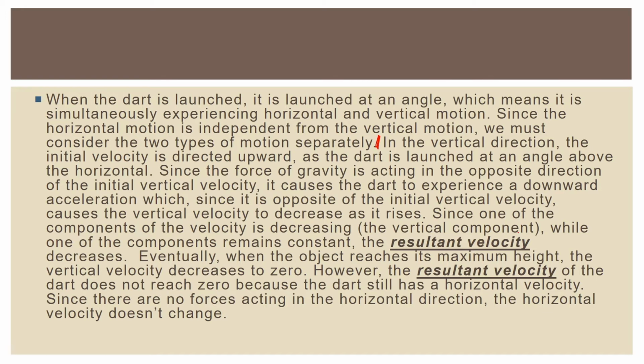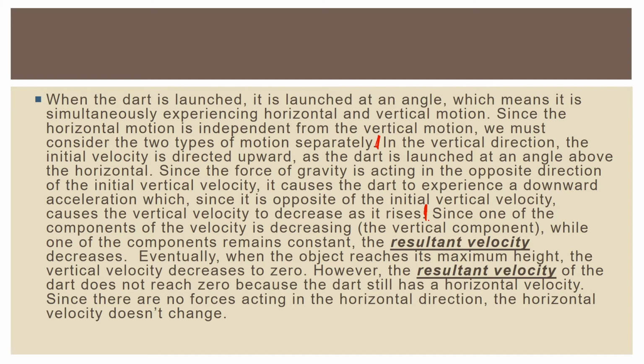We've talked about that quite a bit, that if the acceleration produced by a force is opposite the direction of the velocity, it causes it to slow down. If it's in the direction of the velocity, it causes it to speed up, etc. Since one of the components of the velocity is decreasing, the vertical component, while one of the components remains constant, the resultant velocity decreases. Eventually, when the object reaches its maximum height, the vertical velocity decreases to 0.